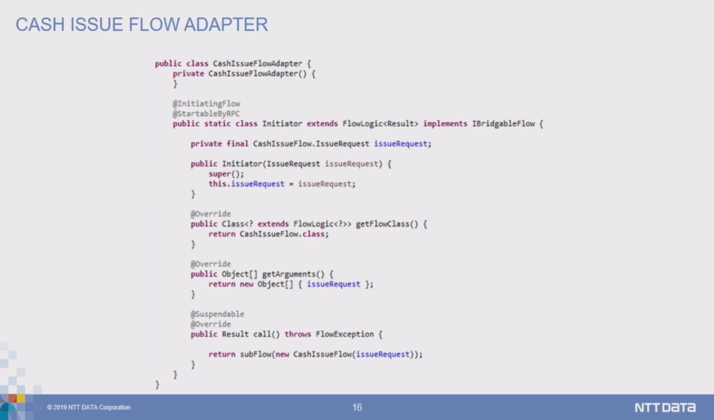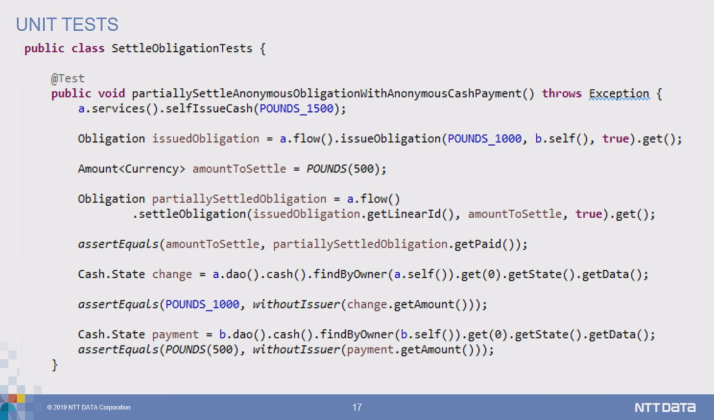Okay, this structure is also applicable to flows that we don't have control over, like the cache issue flow. So what we would do is make an adapter that will implement the bridgeable flow and have the arguments we would pass to the cache issue flow. And in the get class flow, we will put the cache issue flow directly instead of the adapter. So when we call this, it will call directly the adapted flow.